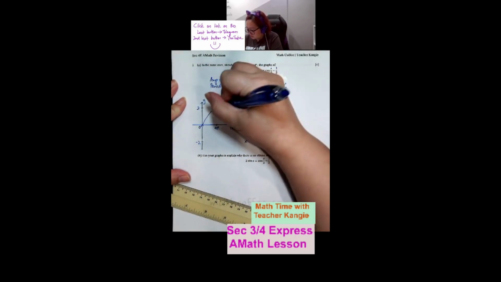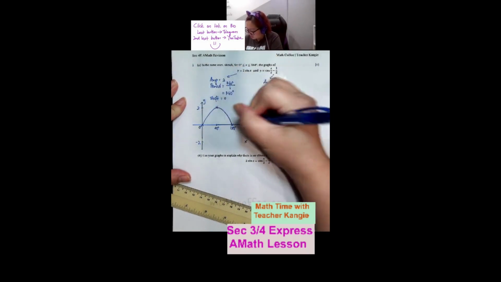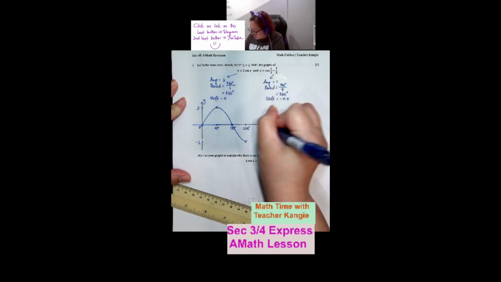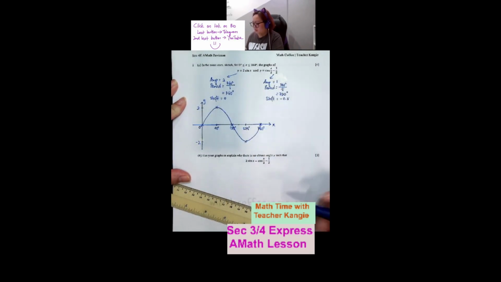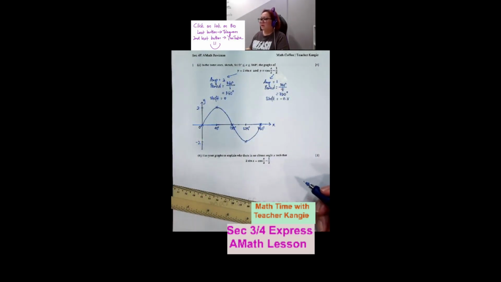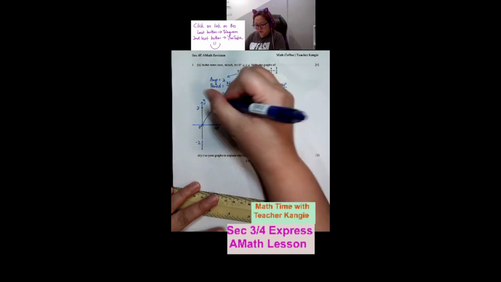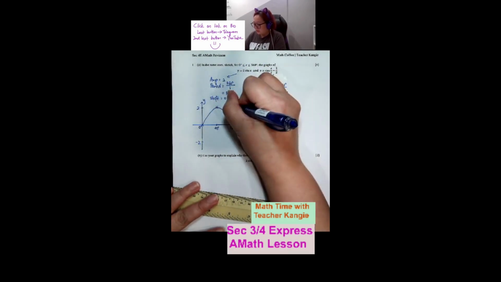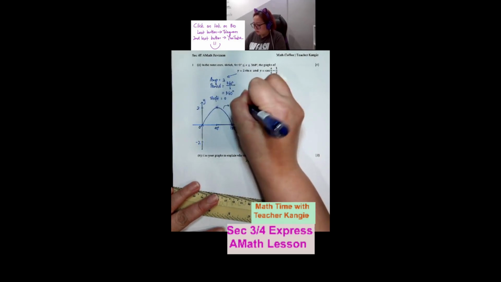So now you know that the sine graph looks like that. Okay, mine is not perfect, but around there. So this is my sine graph. So don't forget to label. So this is y equals 2 sine x.